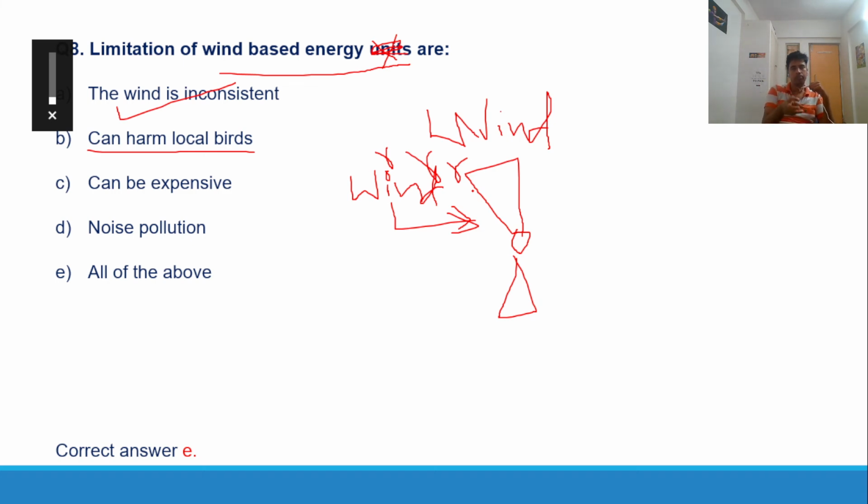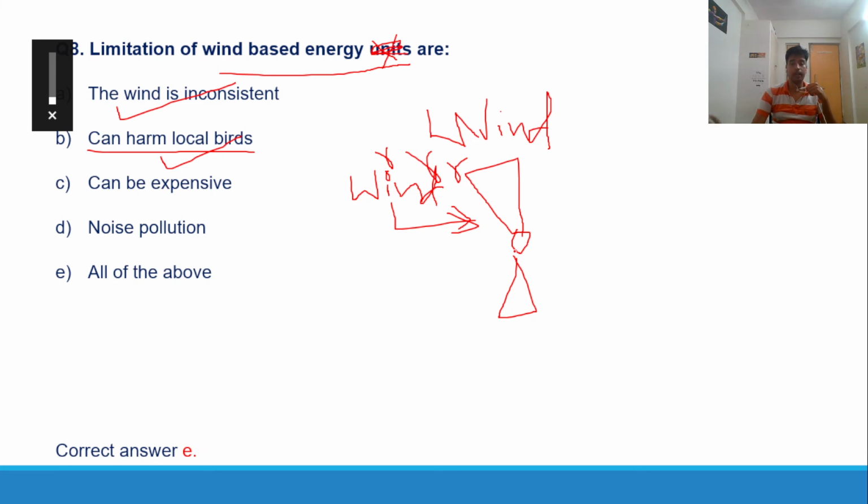Why? Because these birds are actually part of the food chain, they eat the insects, and we don't want the population of birds to go down. Also there are some ecological benefits with birds, so you can't actually harm ecology for technology. This can be a line, you can't harm your ecology for pushing some technology. So that's why it is also a big problem, can harm local birds, can be expensive.